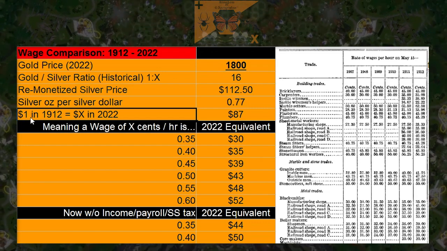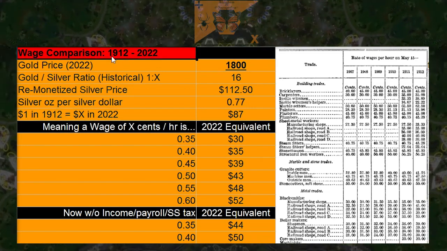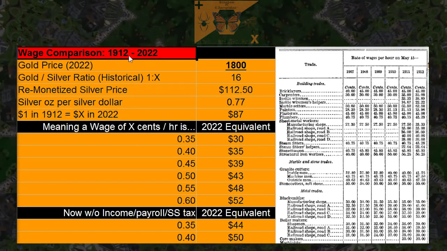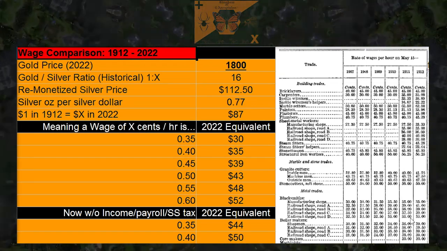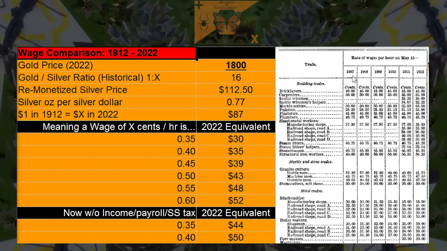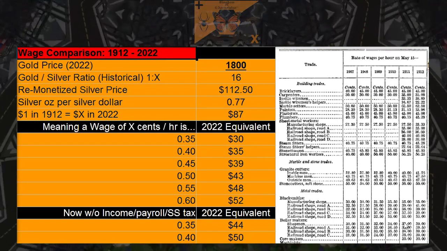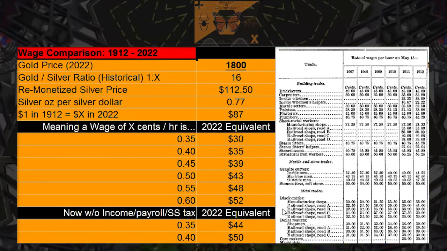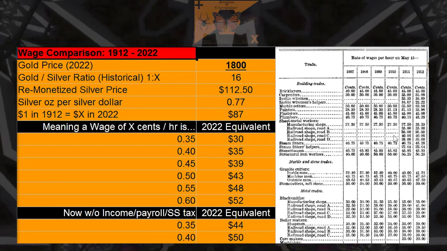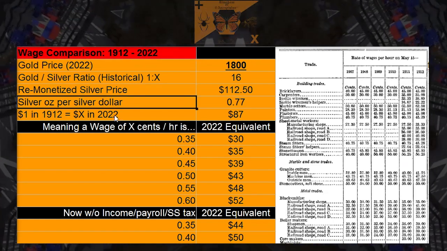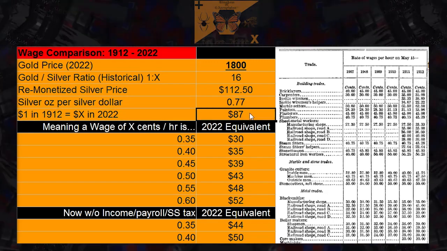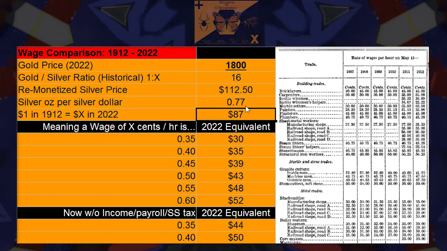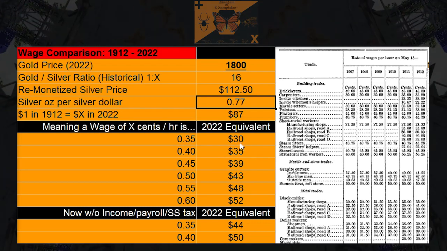Whatever. $1 in 1912, because this is the year we're using, just because the twos line up, 110 years. And I have the data for it right here. This is our wages for 1907 to 1912 for a wide range of jobs. So anyway, inflation adjusted, $1 in 1912 is $87 today. You just multiply these two together.